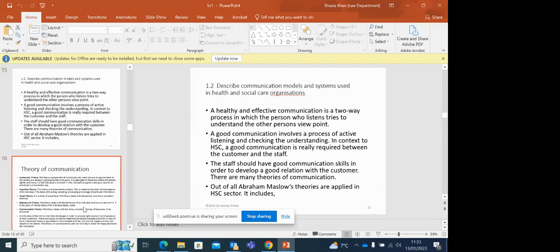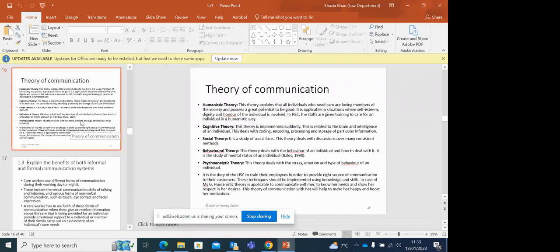So we've got theories of communication. Humanistic theory explains that all individuals who need care are loving members of society and possess a great potential to be good. It is applicable in situations where the self-esteem, dignity, and honor of the individual is involved. In health and social care, the staff are given training to care for individuals in a humanistic way.